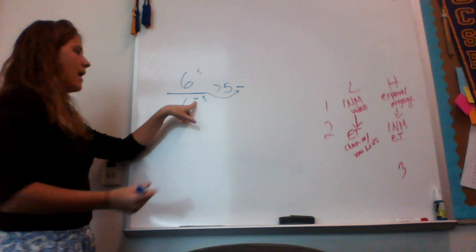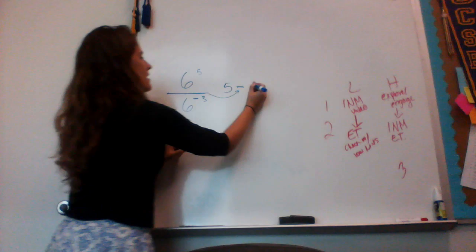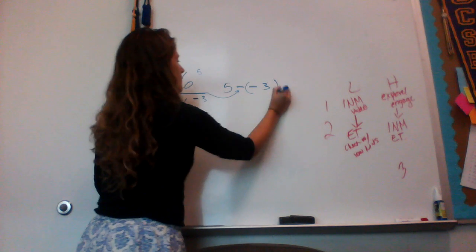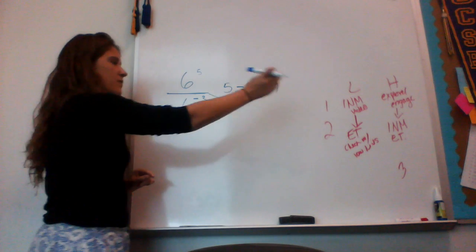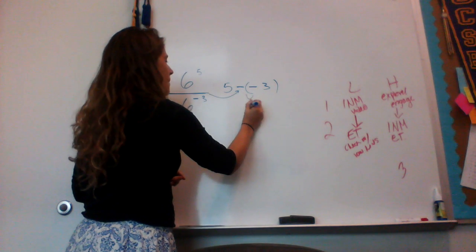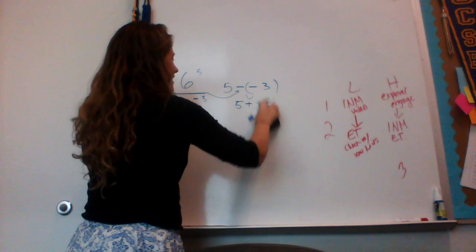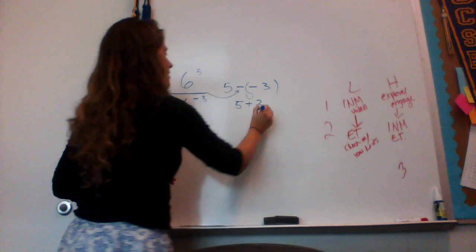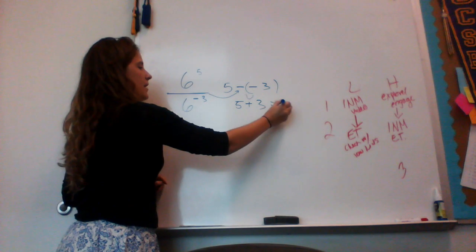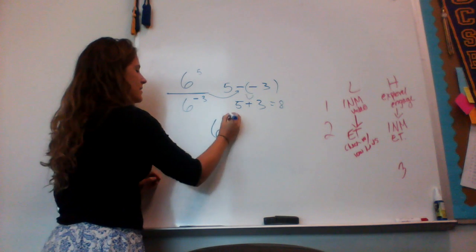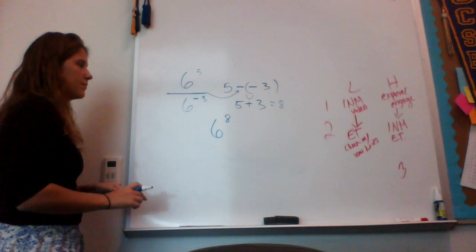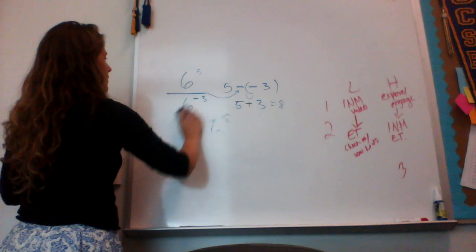And now I'm subtracting a negative 3. So it's 5 minus negative 3. Those two negatives become a positive. 5 plus 3 equals 8. This simplifies to 6 to the 8th power. Let's do another example.